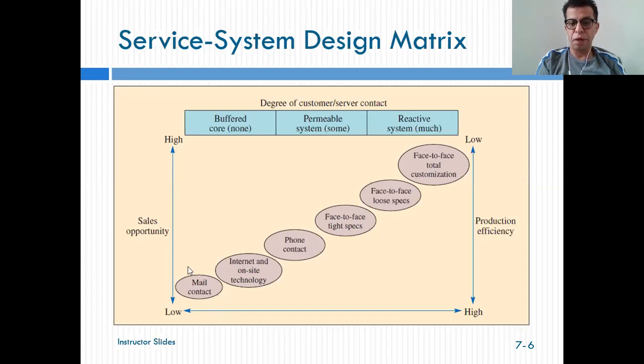So when you do mail contact, you're not expecting to make so much sales, and there is a buffered core. The more it goes in, like internet and on-site technology, the more you go toward lower production efficiency, but then you have a better chance of making sales. These two are determined by your goal. What's your goal? If you want to make more sales, or whether you want to be more production efficient. But what determines that is the degree of customer server contact.